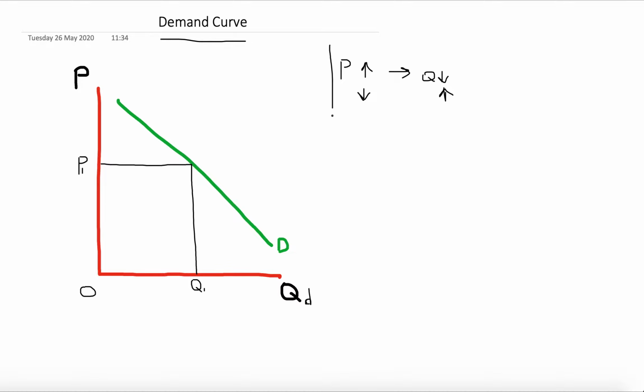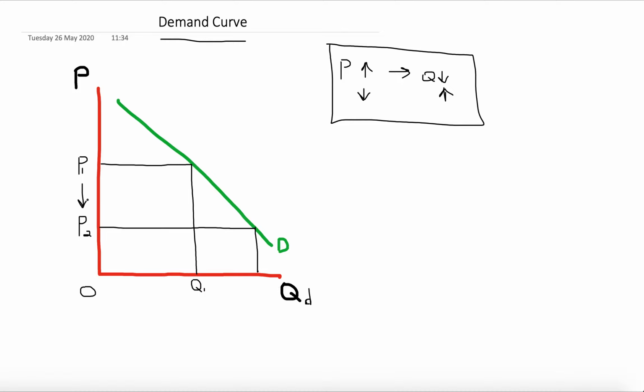So let's test this. Let's see if this is true. Let's decrease our price. So we'll bring our price down to P2. And we do the same thing again. We come across until we hit our demand curve, and then we come down. And you can see that when the price fell, the price moved towards the origin, the quantity increases. The quantity moves away from the origin. So the price falls and the quantity increases.